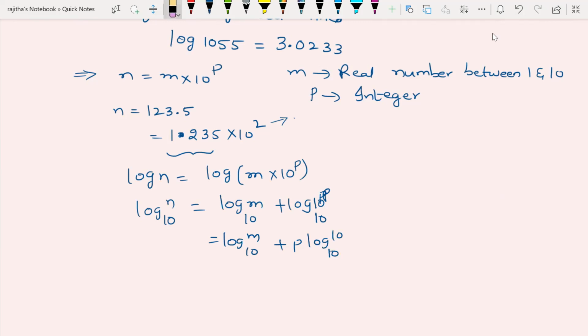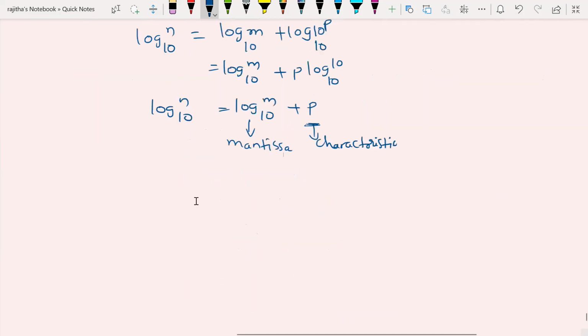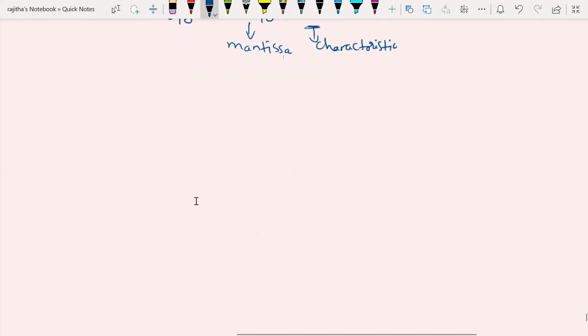Logarithm of n base 10 equals logarithm of m base 10 plus p, since logarithm of 10 base 10 is 1. So p is the characteristic, and logarithm of m base 10 is nothing but the mantissa. Let us discuss some problems on characteristic and mantissa.